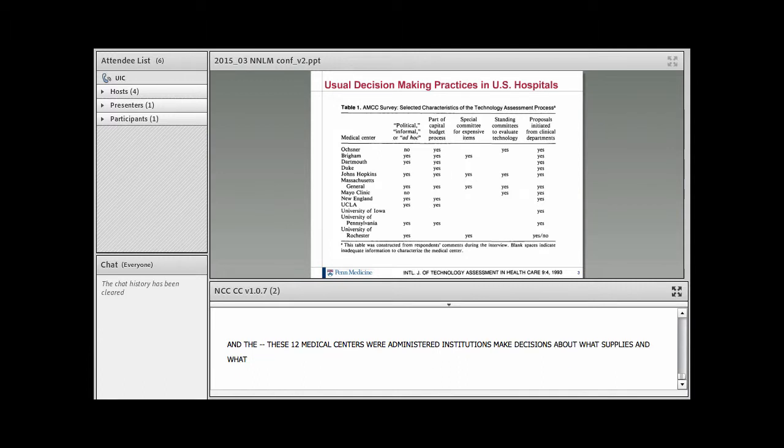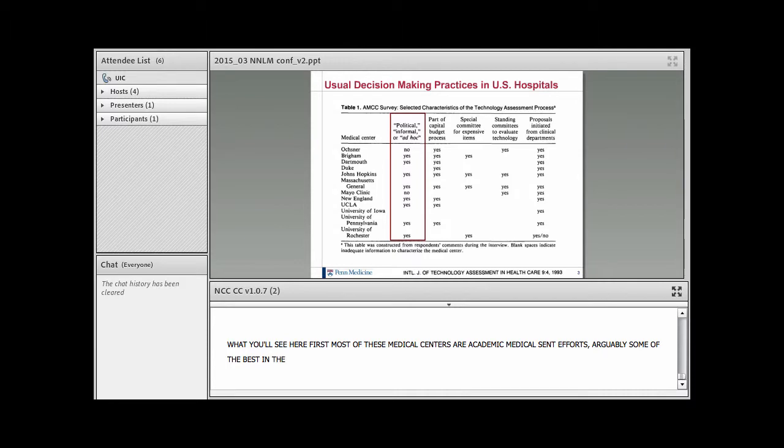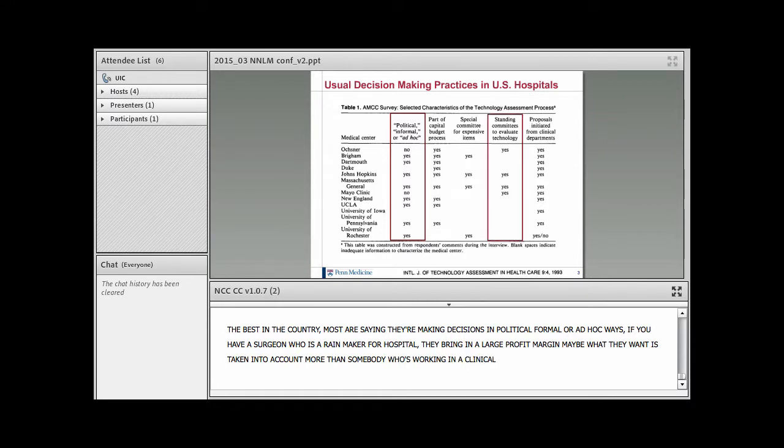What you'll see here, first of all, is that most of these medical centers are academic centers, arguably some of the best in the country. Most of them are saying that they're making these decisions in political, informal, or ad hoc ways. For example, if you have a surgeon who's a rainmaker for the hospital, they bring in a large profit margin. Maybe what they want is taken into account more than somebody who's working in a clinical area that brings in less margin. Also, very few of these institutions at the time had standing committees to actually evaluate technologies that they wanted to invest in.